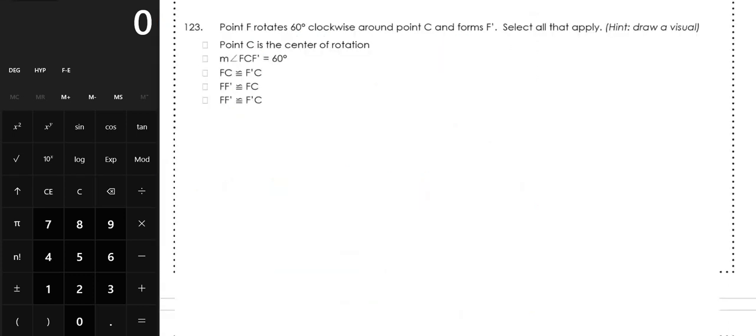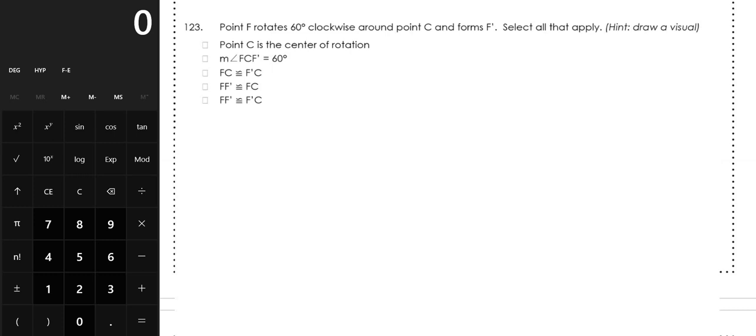Number 123. Now, I warned you in the beginning of this review packet, there are going to be a couple of questions that are really difficult. We've covered one before about Mr. and Mrs. Smith. This, I would say, is one of the other really difficult and tricky questions, but we're going to go through it step by step. Okay, point F rotates 60 degrees clockwise around point C and forms F prime. Select all that apply. I'm giving you a hint here.